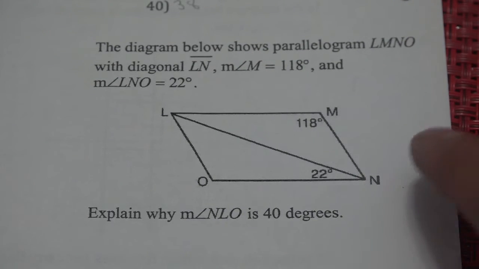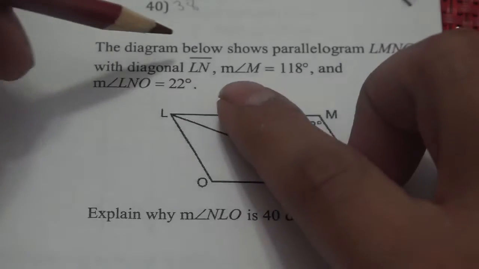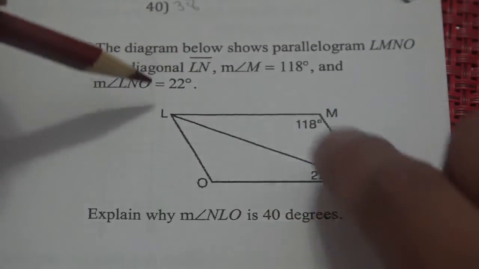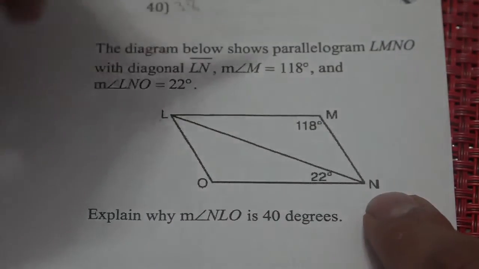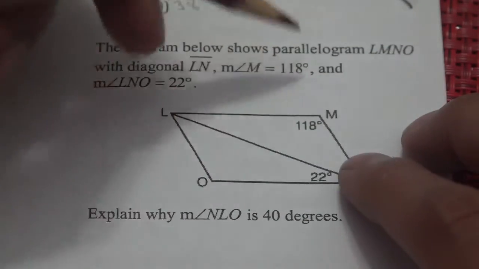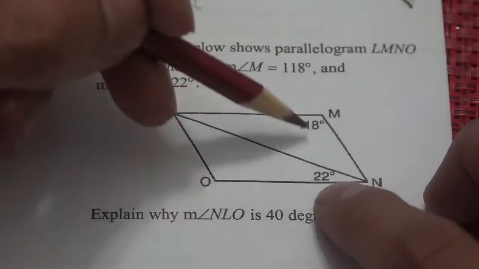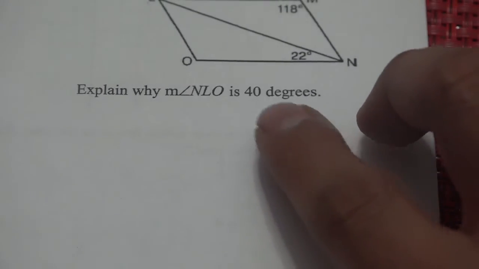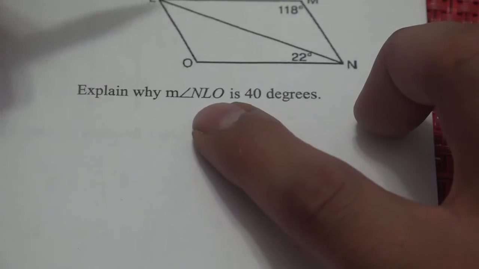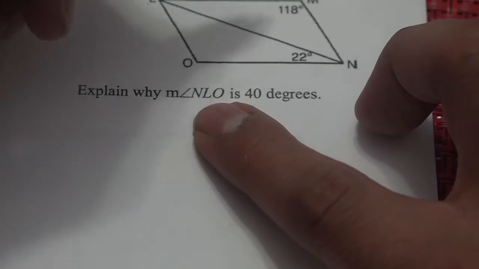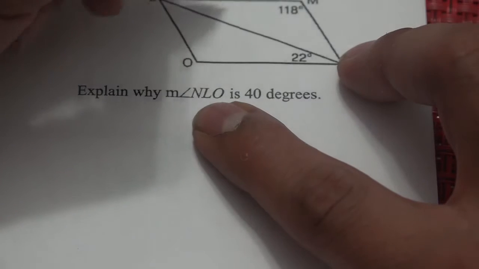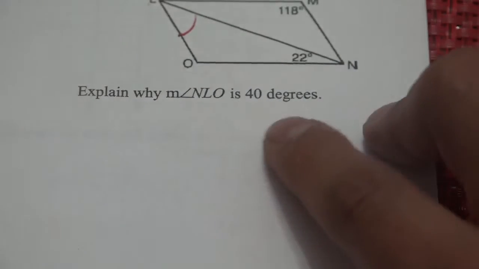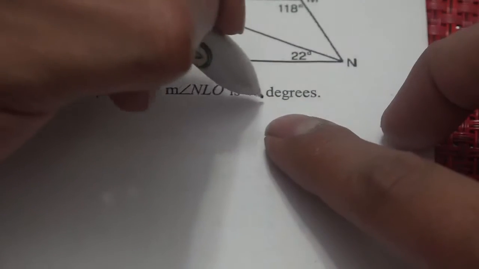Okay, so the diagram below shows parallelogram LMNO with diagonal LN. Okay, diagonal LN, I get it. Measure of angle, this one is 118 and this one is 22. Since they already labeled it, I'm not gonna read the whole thing. Now they wanna know why angle NLO is 40 degrees. Why is this 40 degrees?